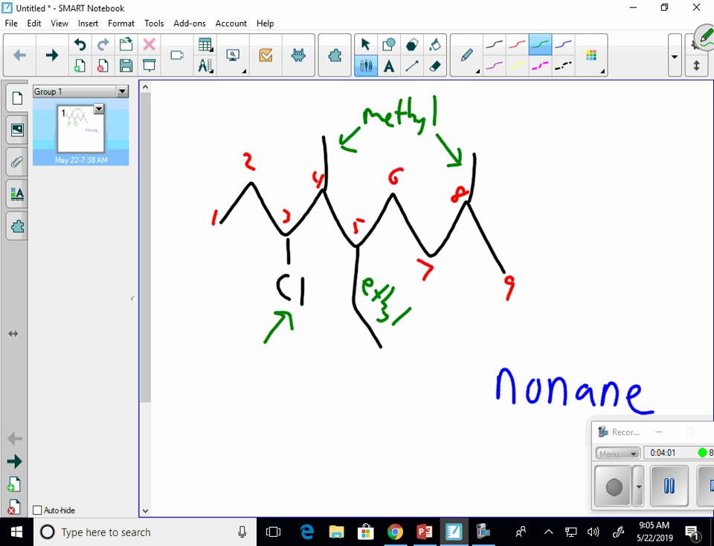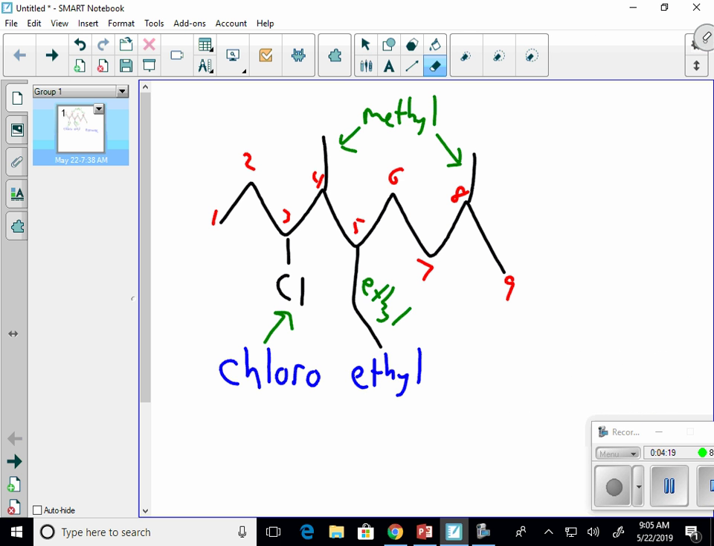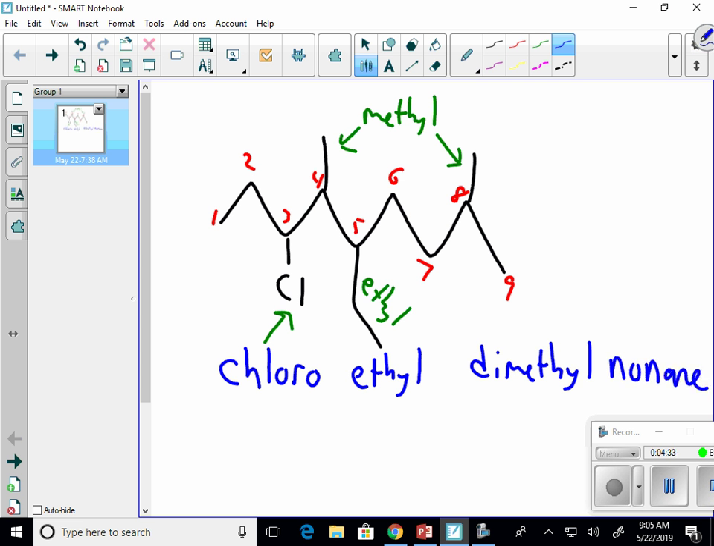So I'll put pen and blue, let's say. Ethyl comes next. And, darn. I have 2 methyl groups total. So I have to indicate that by calling it dimethyl. And then I'll have my nonane at the end again.